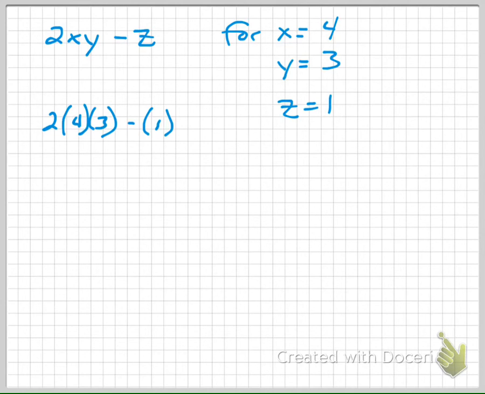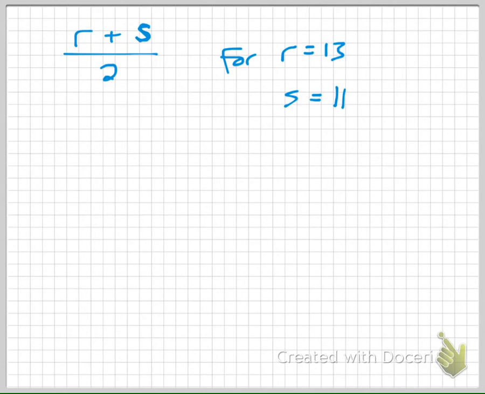Do you see any exponents? Multiply or divide? Which one first? 2 times 4 is 8. 8 times 3 is 24 minus 1. What is 24 minus 1? How many of you got 23?